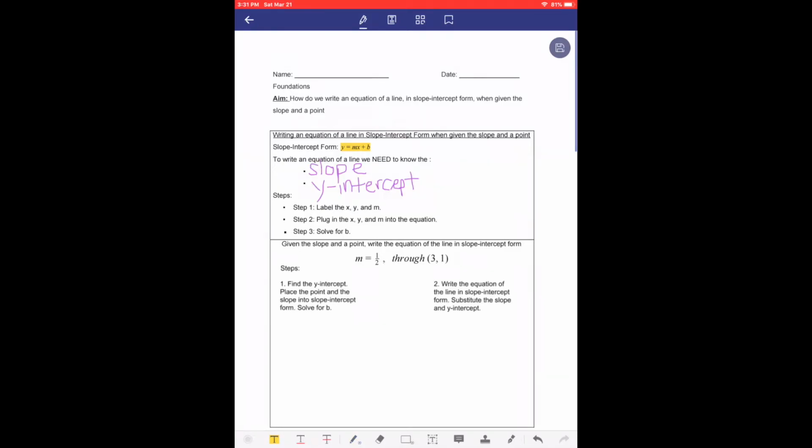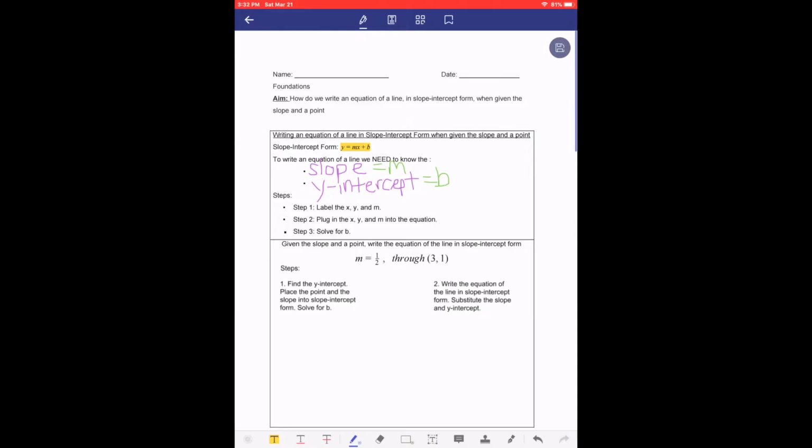So remember your slope, that's represented by the letter m. And your y-intercept is represented by the letter b in the equation. So the steps are, step 1, label the x, y, and m. Step 2, plug in the x, y, and m into the equation. And step 3, solve for b.